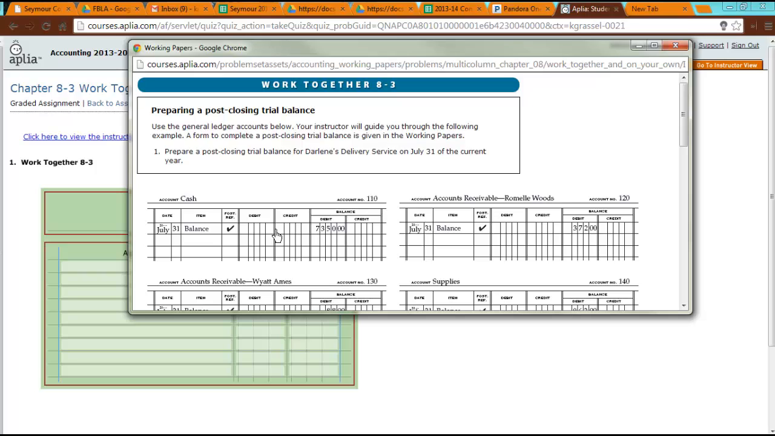So when you look at how they are given to us on the paper here, note that I have to go account number 110, then I need to go over here to 120, then I need to go here to 130, and then I need to go here to 140. If you don't do it in that order, Applia is going to say, you did it wrong. And I don't want you to get it wrong.